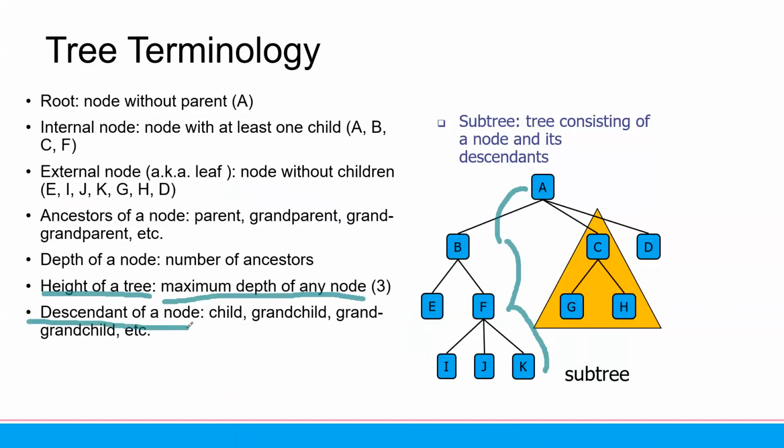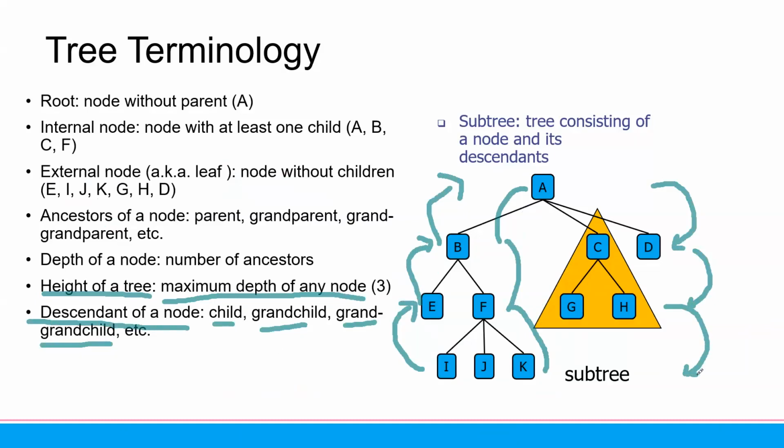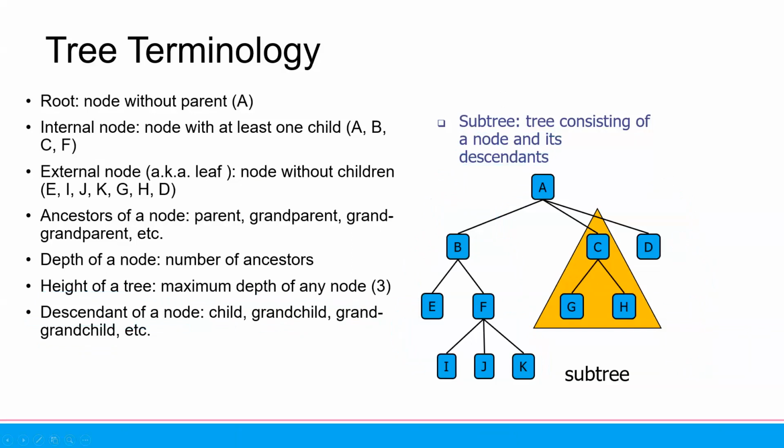And descendants of a node: we have child, grandchild, great-grandchild. If we have the parent, we go above, and above. If we are checking the child, then we go below, and below. Okay. We can have a subtree. A subtree means a tree consisting of a node and its descendants. So we have the tree, and here we have another tree. This we call a subtree because it consists of a node and its descendants.